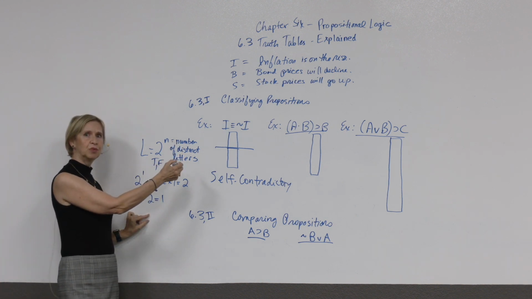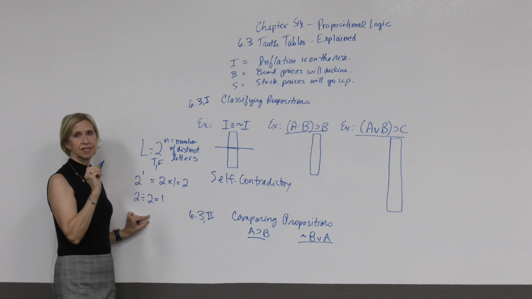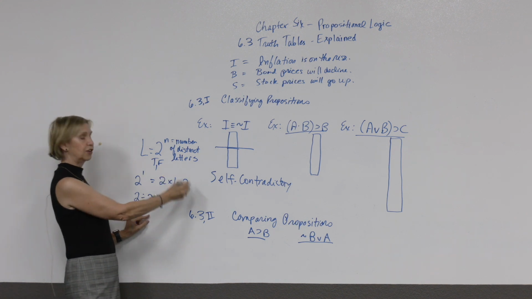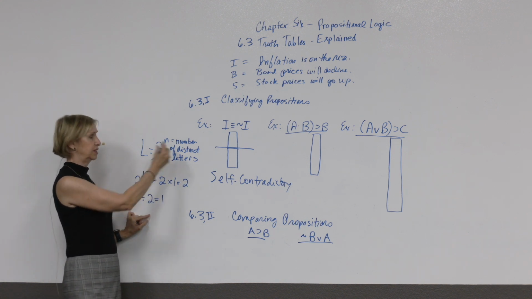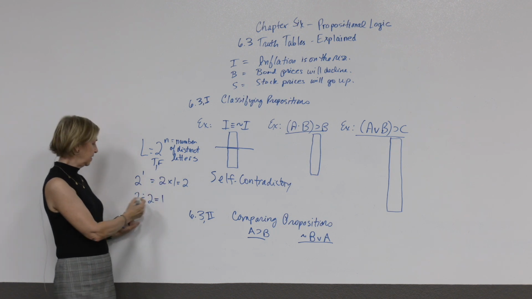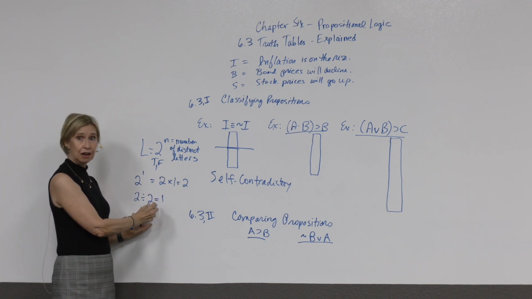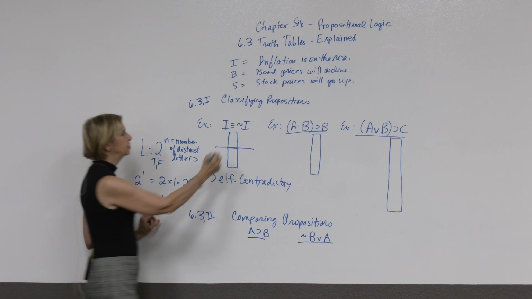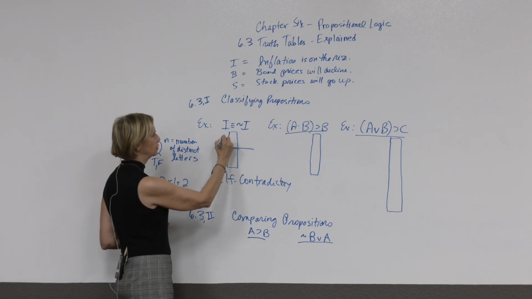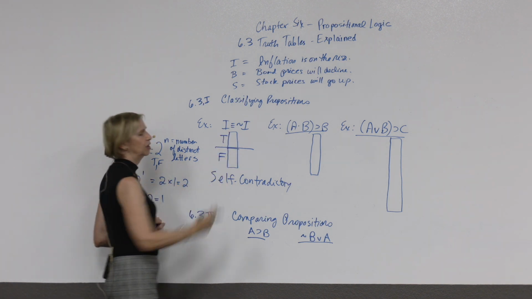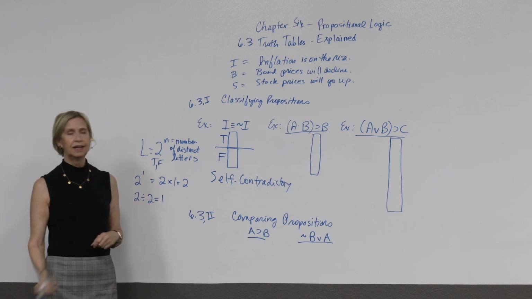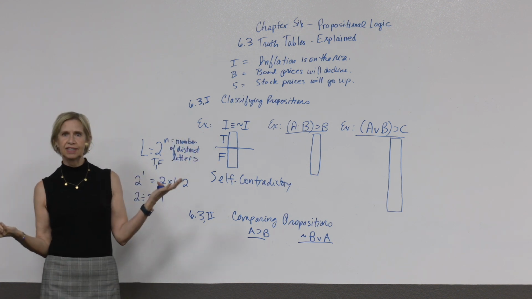To create the table and to make sure you're constructing them the same way every time, you find the total number of lines in the table based on the number of different sentence letters, and then you take that total number and divide it in half. 2 divided by 2 is 1, so that means you're going to start with your first letter, and you're going to have 1 true and 1 false. Okay? So again, these are the 2 possibilities.